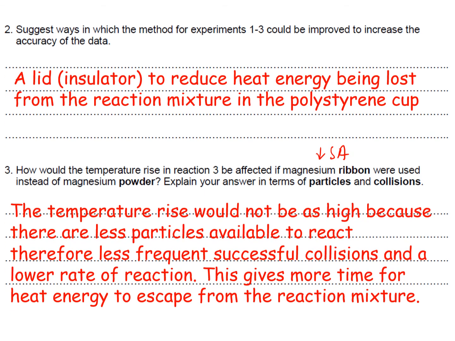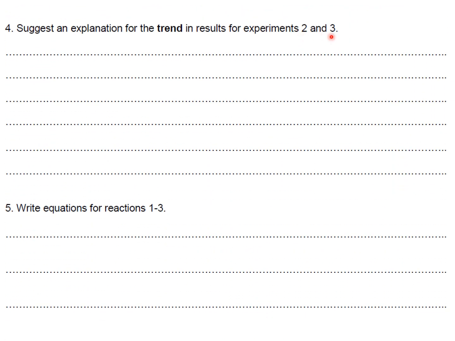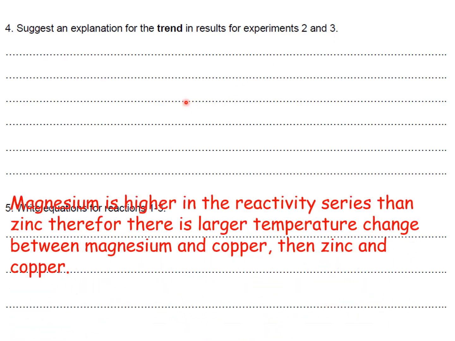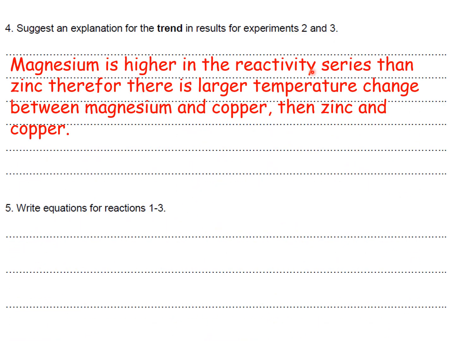Okay. So experiments 2 and 3, both displacement reactions, one with magnesium displacing copper and the other with zinc displacing copper. So magnesium is higher in the reactivity series than zinc, therefore there's a larger temperature change between magnesium and copper than zinc and copper. That's just because the difference in reactivity is a lot greater here.